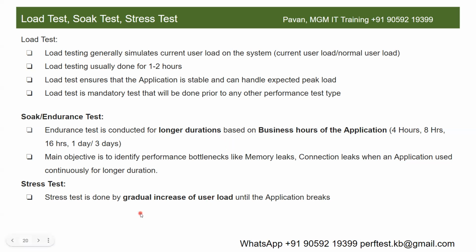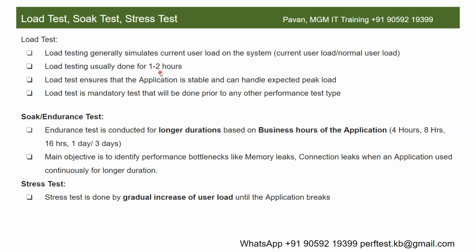Now the next type of testing... Sir, you told me load testing always takes 1 to 2 hours. Is this the minimum, or will this increase? No, generally it will be 1 to 2 hours based on the user load. Suppose your user load is in hundreds only, you can do the load test for 1 hour, that is enough.